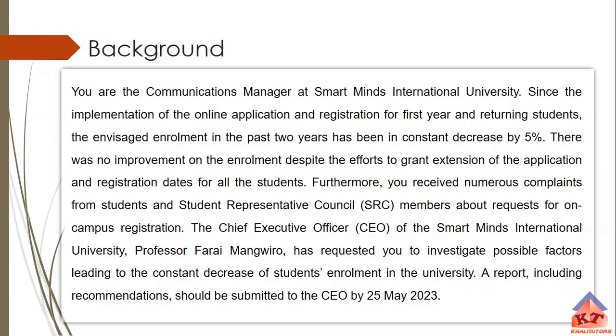You received numerous complaints from students and students' representative council members about requests for on-campus registration. The Chief Executive Officer of the Smart Minds International University, Professor Farai Manguiro, has requested you to investigate possible factors leading to the constant decrease of students' enrollment in the university. A report, including recommendations, should be submitted to the CEO by 25 May 2023. Okay, so with this in mind, let us look at the instructions for this particular assignment, okay?